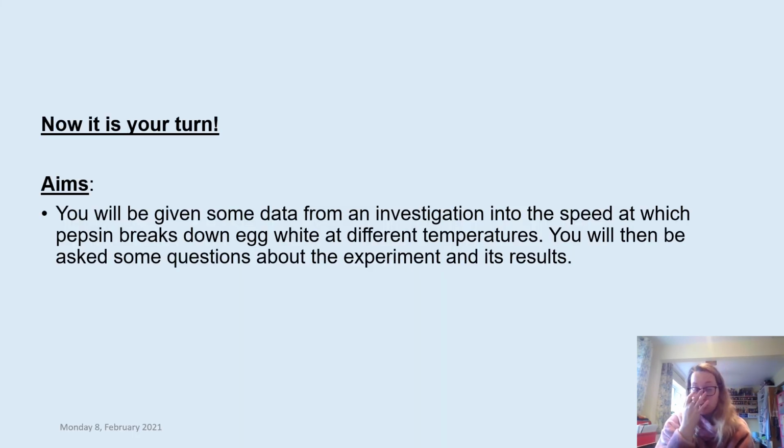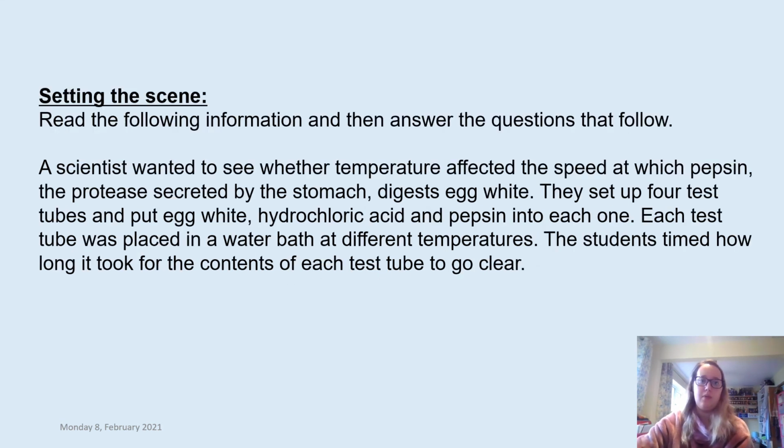Okay, now it is your turn to have a go at a graph. So let's just go through it together. So you'll be given some data from an investigation into the speed at which pepsin breaks down egg white at different temperatures. Pepsin is an enzyme, and that breaks down protein. And it can be affected at different temperatures. For example, it can be denatured at high temperatures. You'll then be asked some questions about the experiment and its results. So I'll just go through this information quickly.